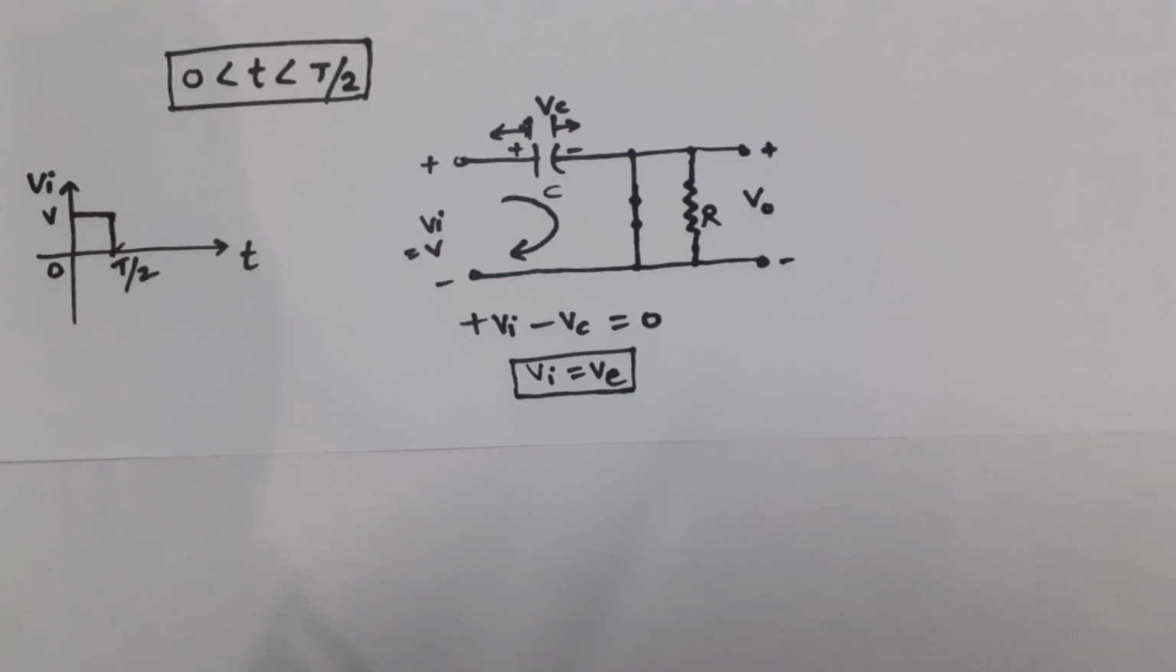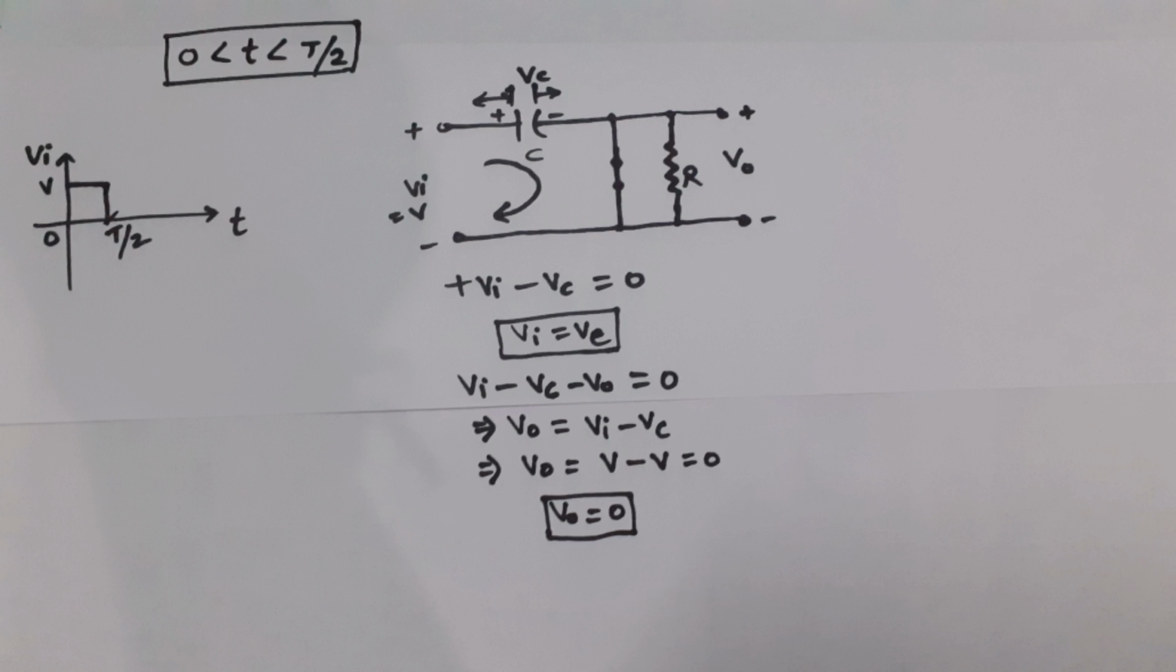Also we can calculate the output voltage in the same loop: Vi minus Vc. Here we also consider our V output, so minus V0 equal to 0. So V0 equals Vi minus Vc, which is equal to V minus V, because our Vc is equal to V. So V output comes out to be 0 here. So for the positive cycle, V output is 0.